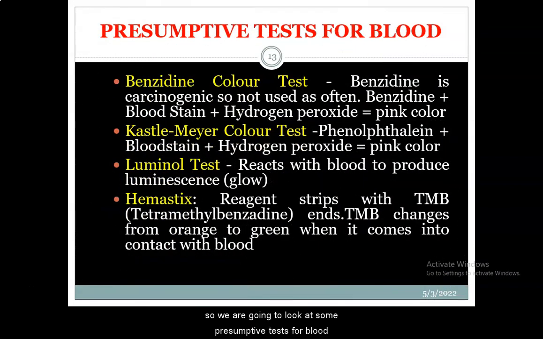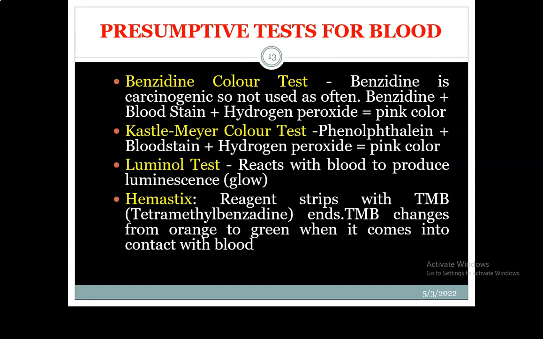So, presumptive tests for blood. We are going to look at some presumptive tests for blood. Benzidine color test. Benzidine is carcinogenic, so it is not often used. So how is it done? You combine benzidine plus the stain in question, the blood stain, then you add hydrogen peroxide. If it turns to a pink color, then it's a positive result.